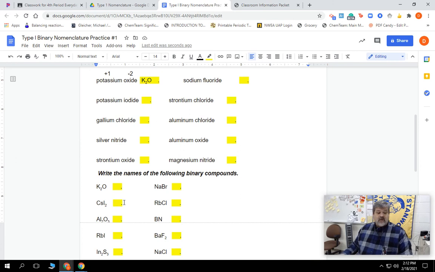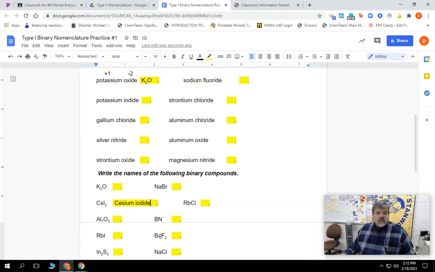So we're going to call this one cesium iodide. Okay, and I spelled that wrong. So iodide. So remember, we take the non-metal and we change the ending to "ide." So in all of these, the second element should be a non-metal. The first, if it's ionic, so type 1 or type 2, we know that the first one's a metal and the second one's a non-metal in the binary ones.